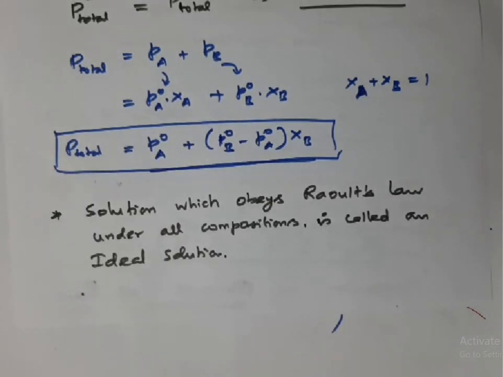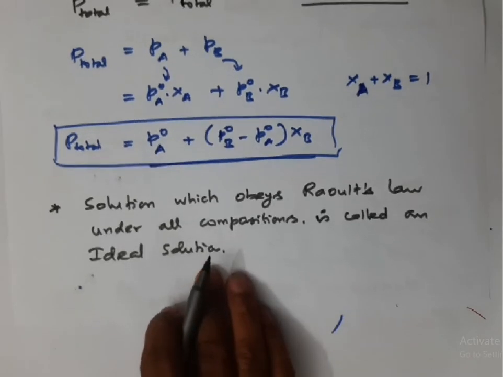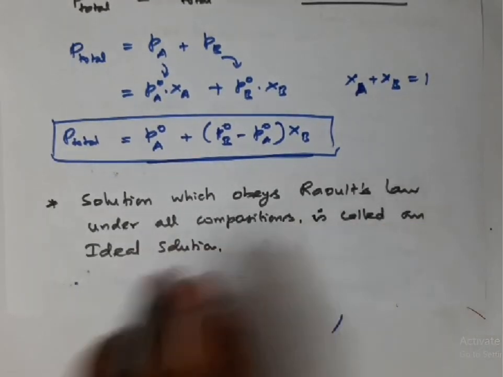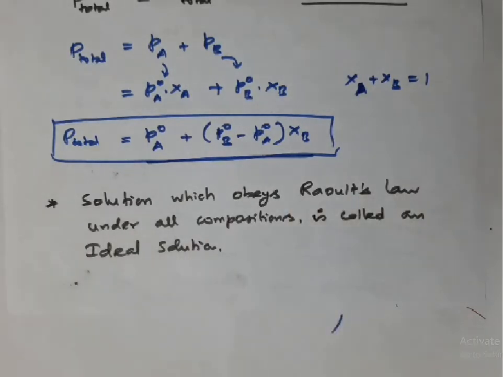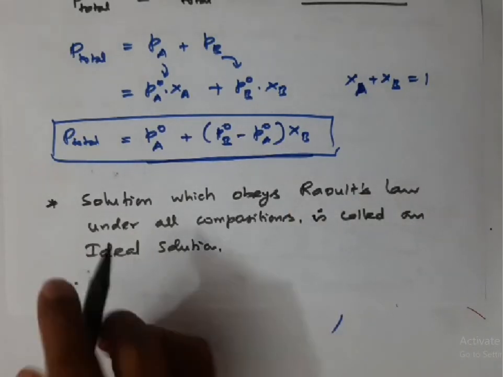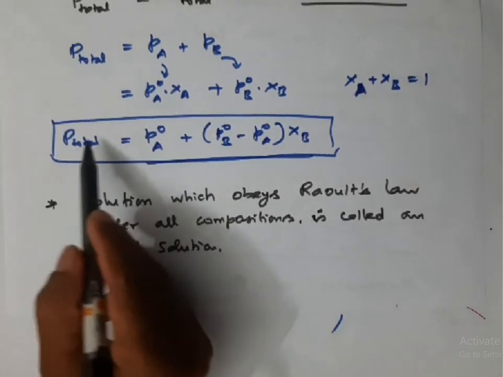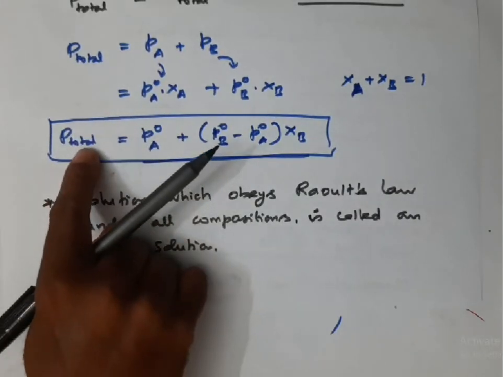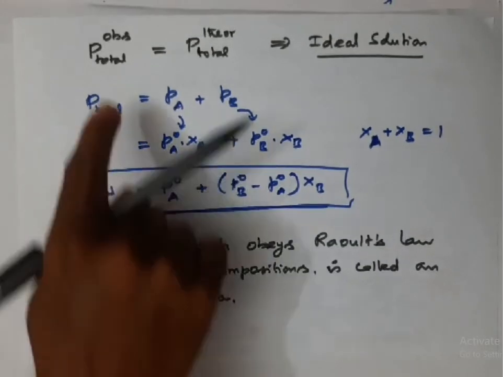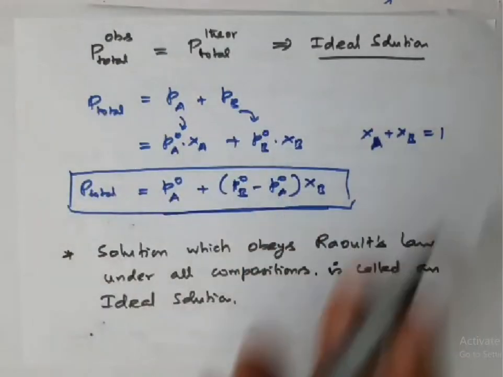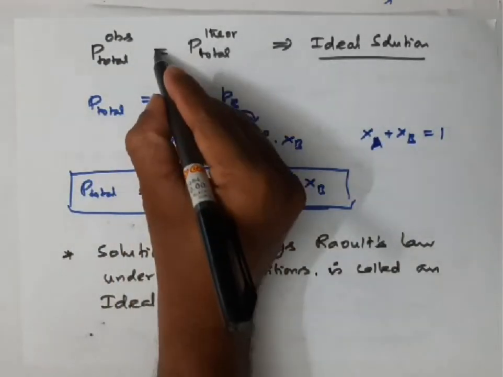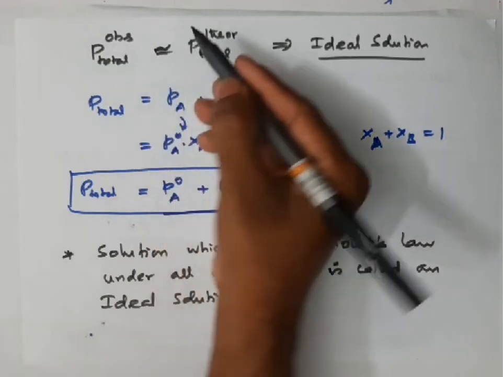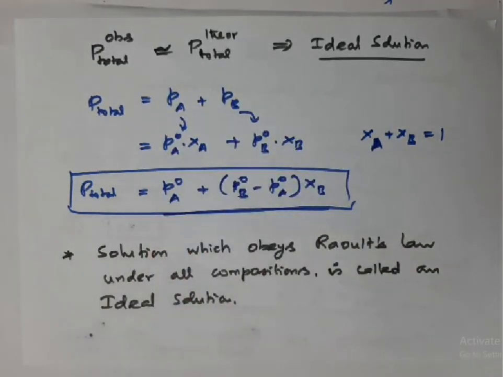Is this clear, students? It will obey Raoult's law. A solution which obeys Raoult's law under all compositions is called an ideal solution. And for an ideal solution, you can calculate the total pressure using this formula, which is also called the theoretical total pressure, and the observed pressure is actually equal, or maybe roughly equal. Then we call the solution an ideal solution.